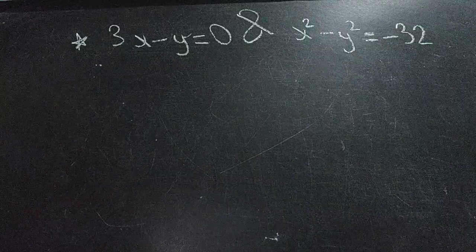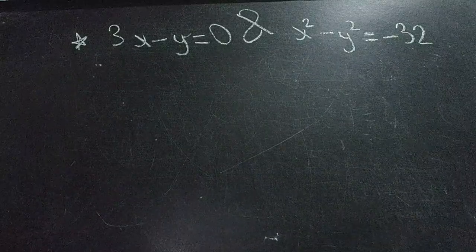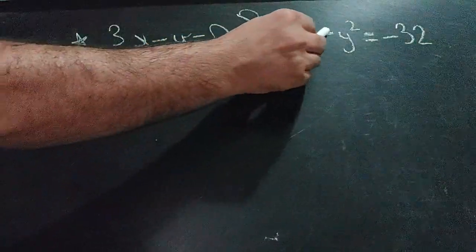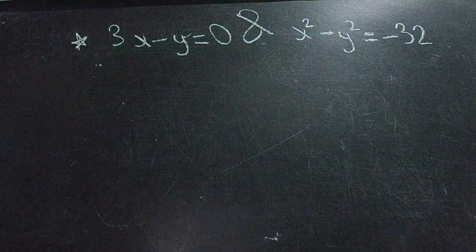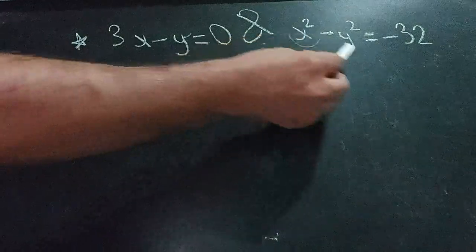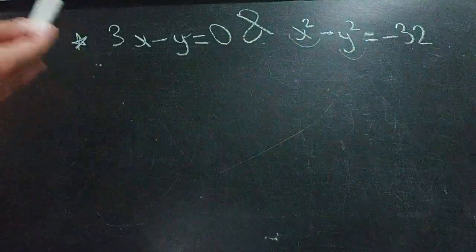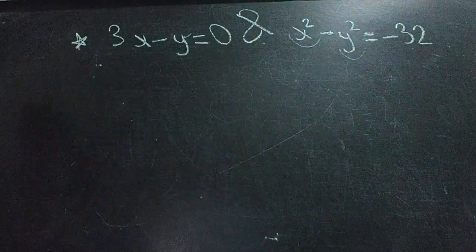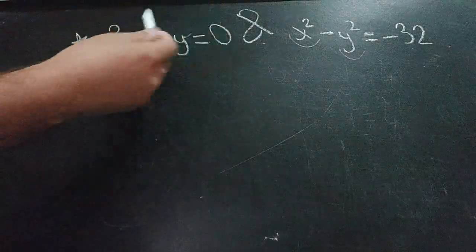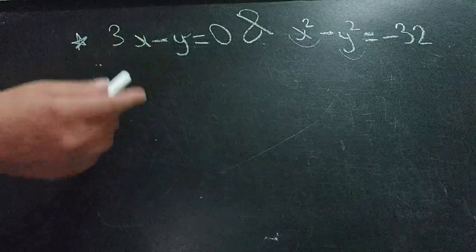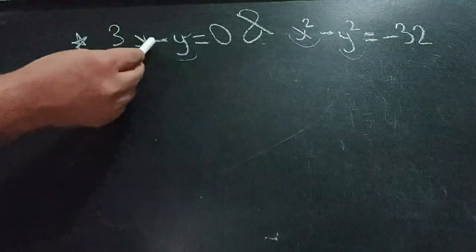Alright, my next question is 3x minus y equals 0 and x squared minus y squared equals negative 32. See, for this question I have x squared and y squared. Now it is up to you. For all of the questions it was up to you, okay? But this one, you can use any one, but I suggest you write y instead of x.